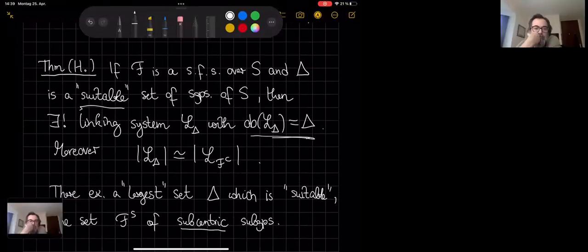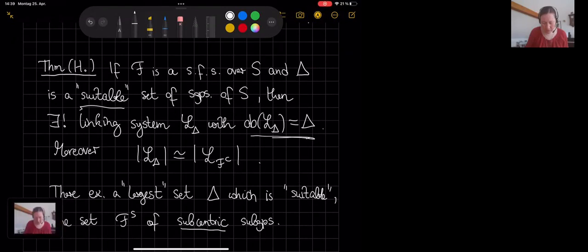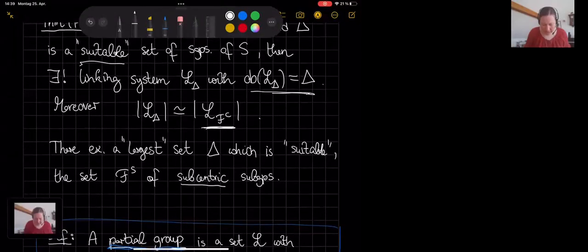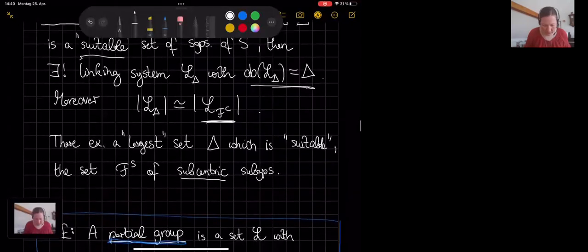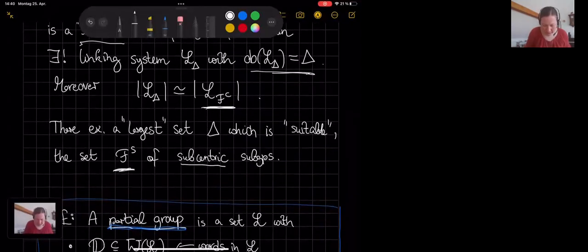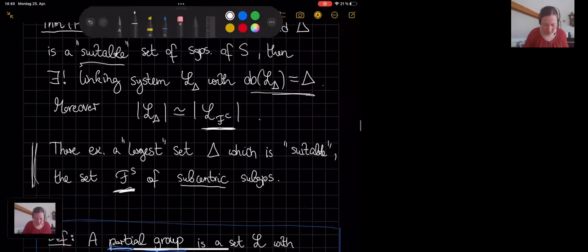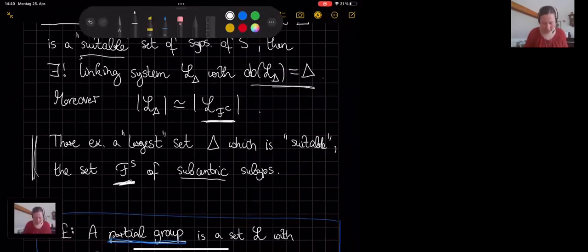And it's a unique one up to isomorphism. And also the nerve of this linking system would be the same as the nerve of a centric linking system, which I denote here like that. Also, one can show that there's a largest set delta, which is in that sense suitable. The set which I call F to the s of F-some centric subgroup. So I don't want to define this in detail, but you always get a largest one. And this set therefore plays an important role. And you can define the set just in terms of a fusion system F.